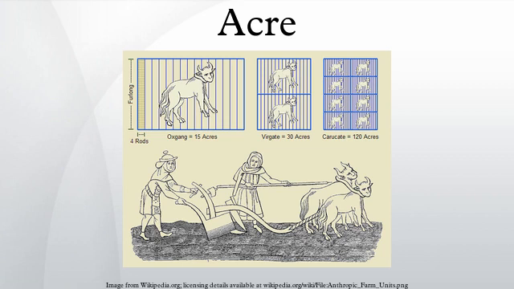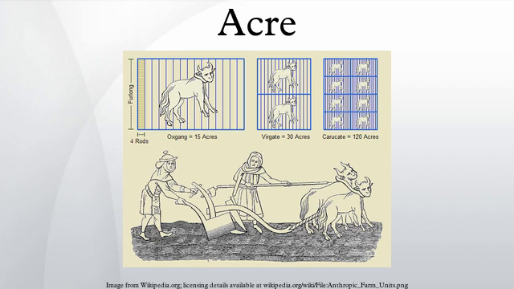4,046.8564224 square meters. During the Middle Ages, an acre was the amount of land that could be plowed in one day with a yoke of oxen, and measured by 1 chain in width and 1 furlong, or 10 chains, in length, yielding 4,840 square yards.